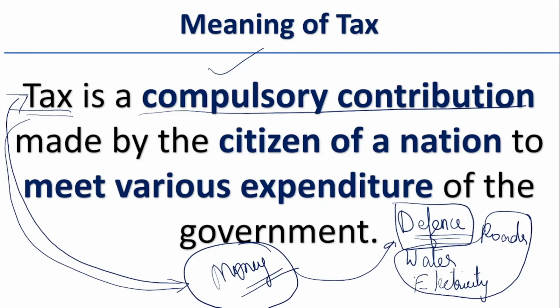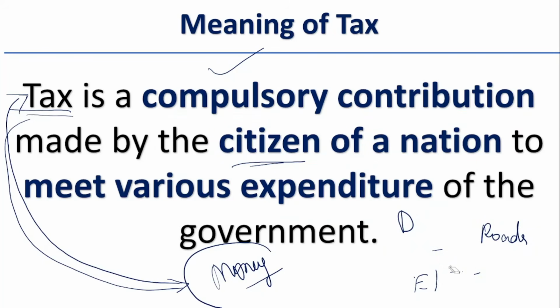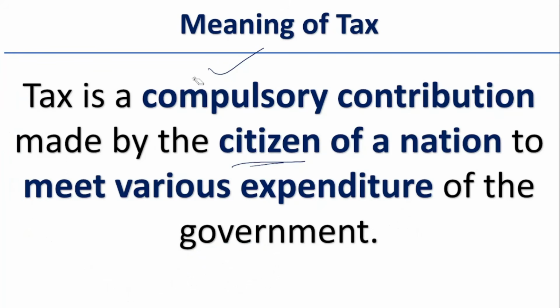Compulsory contribution means you must pay, and there is no way to escape from it. Next, made by the citizen of nation. So who will pay the tax? The tax will be paid by the citizen of India. Our nation is India. Whatever the amount paid as a tax will be used to meet various expenditure. Whatever the taxes one person pays to the government, using that tax amount, the government will meet the various expenditures. This is the meaning of tax.